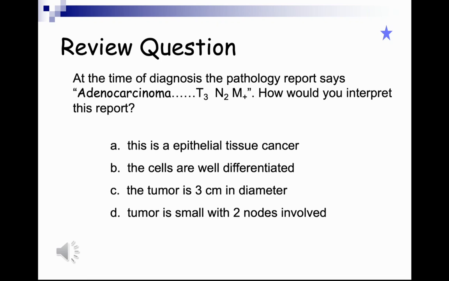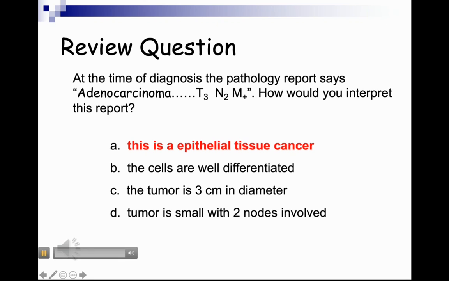At the time of diagnosis, the pathology report says adenocarcinoma, T3N2 M positive. How would you interpret this report? The word adenocarcinoma tells you this is an epithelial tissue cancer. And again, T3 doesn't mean 3 centimeters across. It is a large tumor. T3 is defined differently for different cancers. You would look that up in clinical.